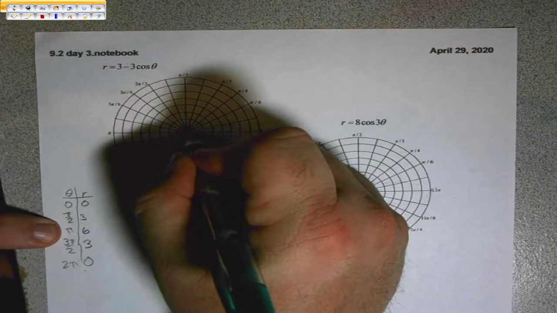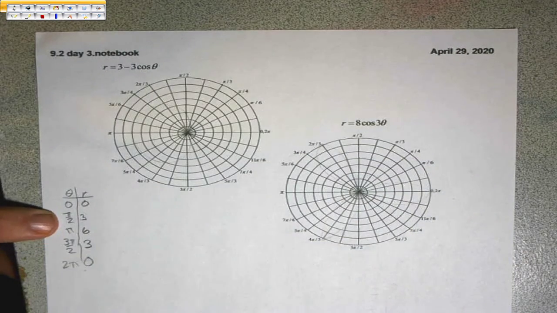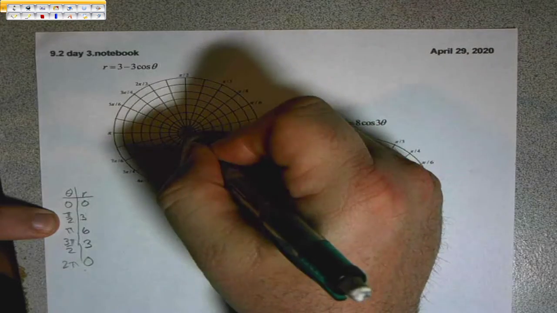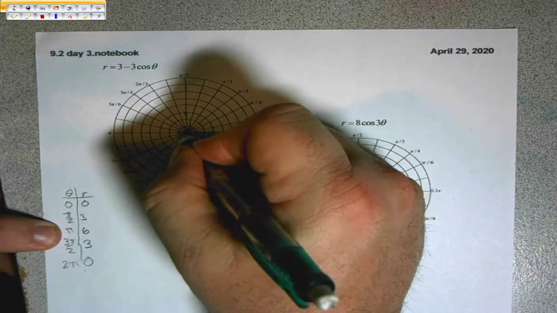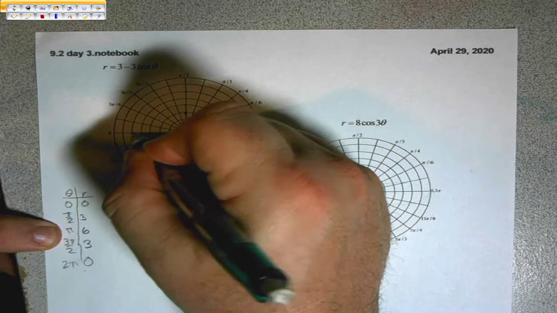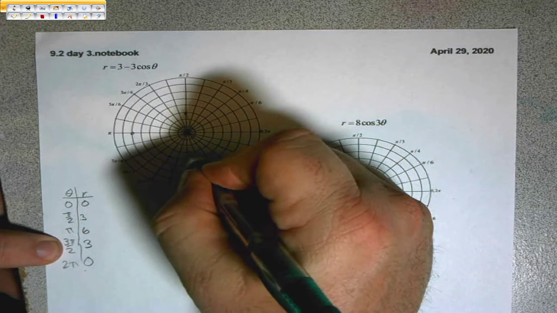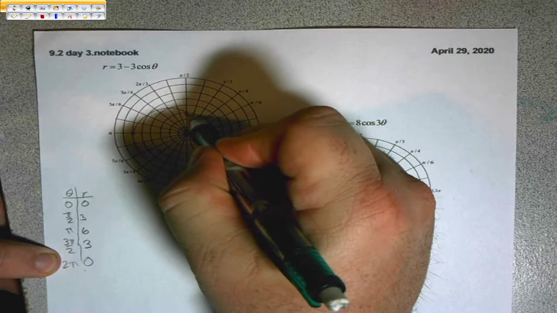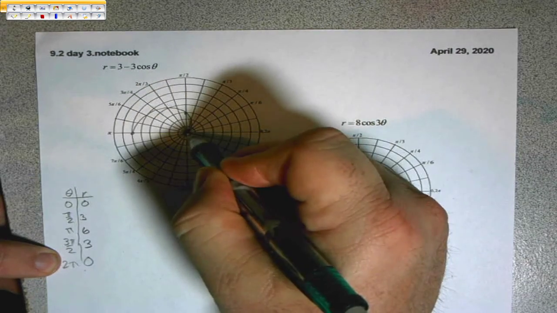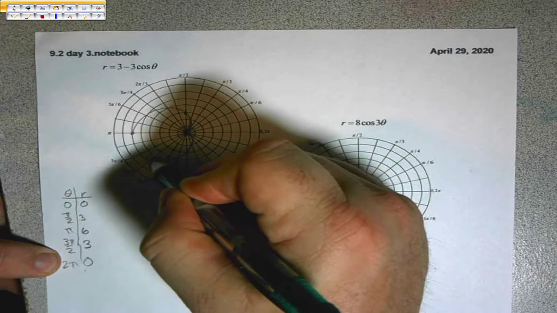So we're at the pole right away at 0. Pi over 2 is 3. 1, 2, 3. Pi is 1, 2, 3, 4, 5, 6. 3 pi over 2 is 1, 2, 3. And 2 pi is back to 0. So we loop around as a cardioid, so it's going to bounce off the pole and loop around like that.